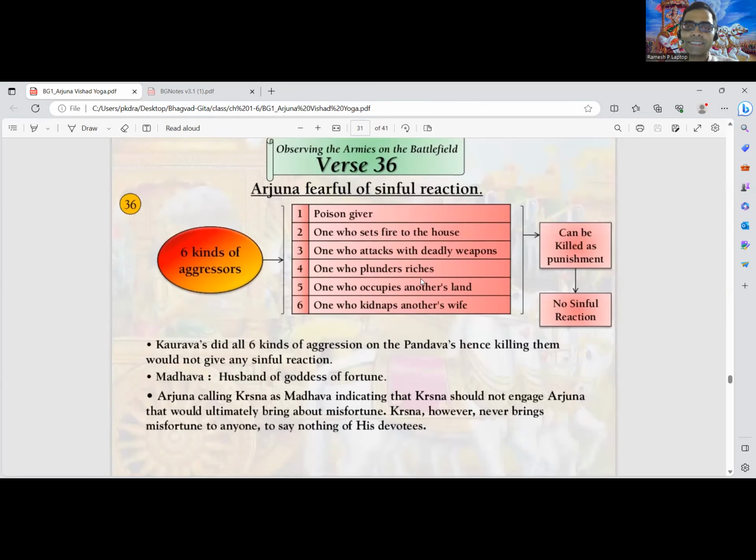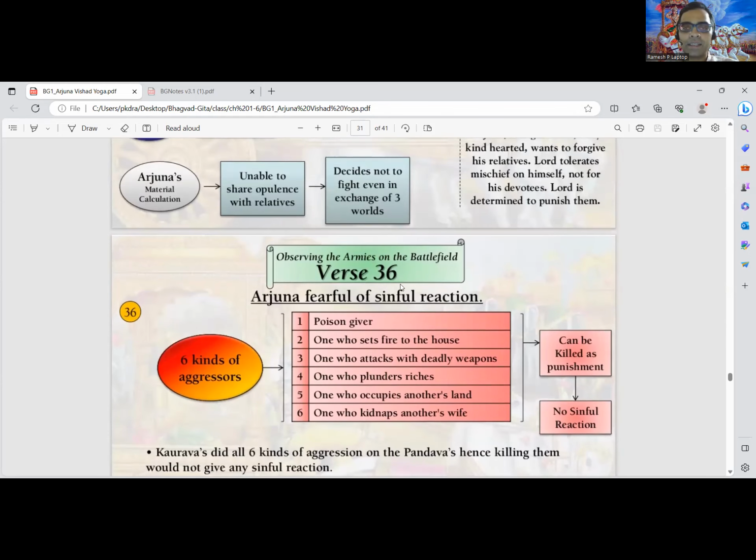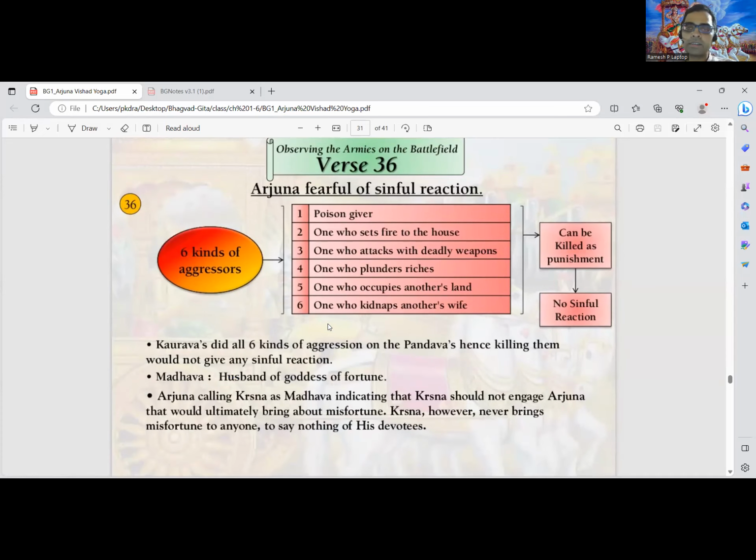But here, all these things happened to the Pandavas, and still Arjuna is very saintly, and he says that we should forgive them because they are my relatives. In all these cases, the poison givers and others may not be relatives, but Arjuna says that his case is special, wherein he has all the relatives and kinsmen, but still he says that we should forgive them.